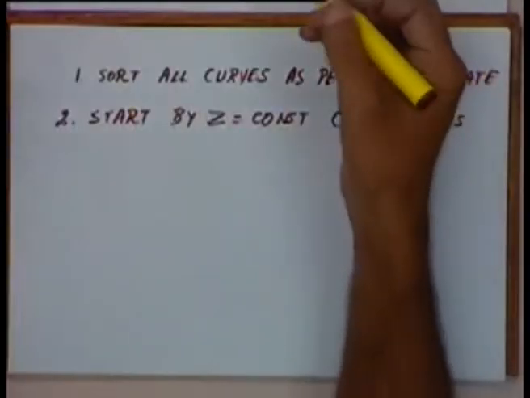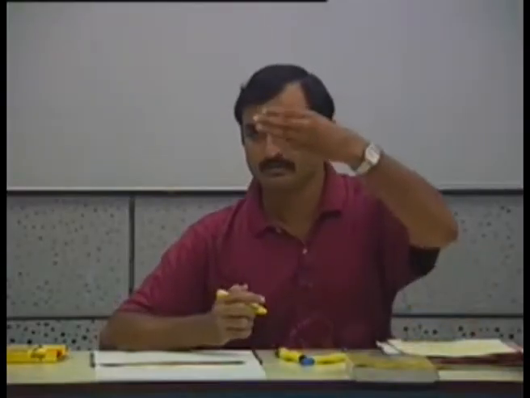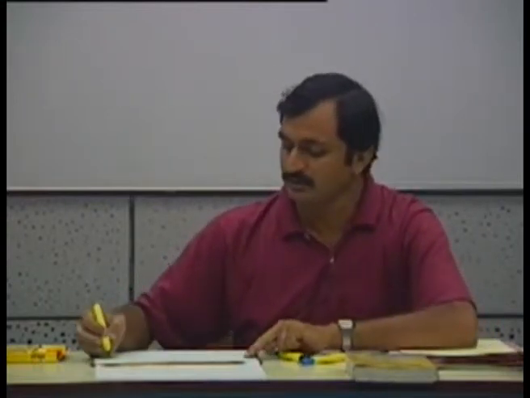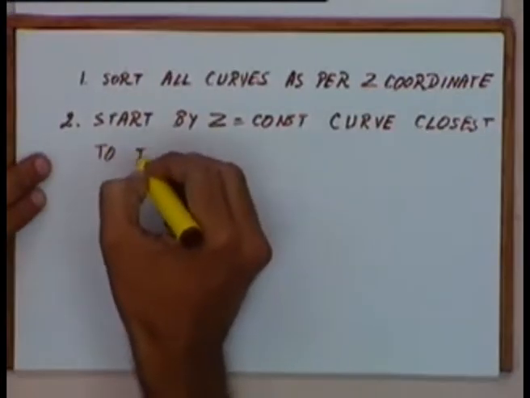This will be automatically incorporated as the program is being written. So this is a part of the program that I'm giving the algorithm for. The first step would be that all the curves that you're getting, you have to treat them in the decreasing z order. The one closest to the eye, then the one after that, and so on. Start with the z equal to constant curve closest to the eye.